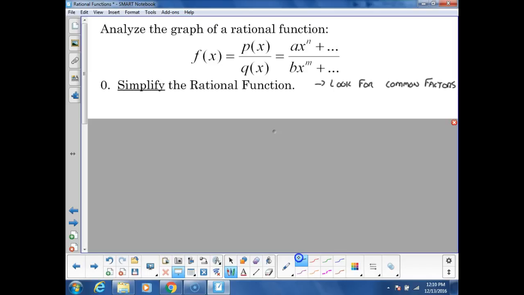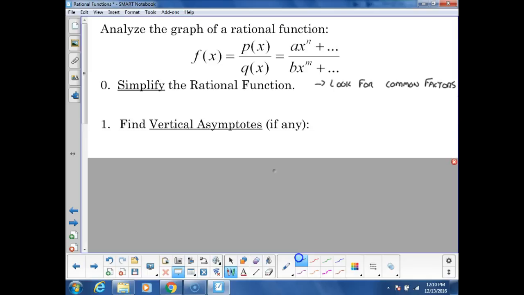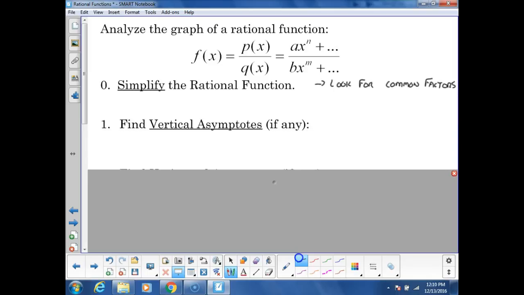Okay? After that, what's step number 1? Find the domain and the vertical asymptotes. How do I go about finding the domain and the vertical asymptotes? Actually, before we do that, I'm going to put a little star here, and I'm going to say, see step 5, if there is one. Because remember we were going to get back to that.